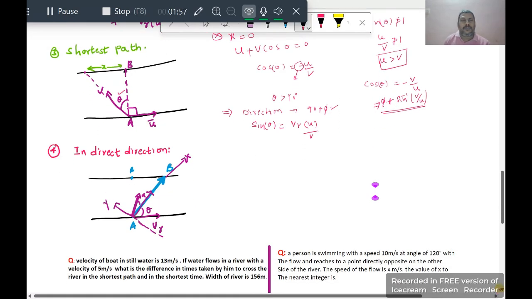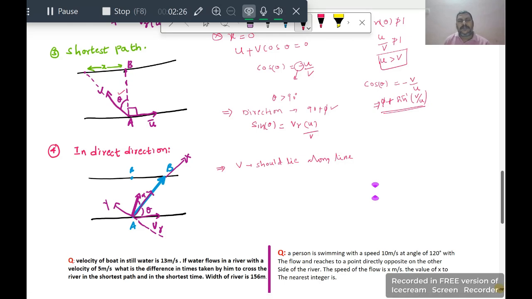Now I want to go directly to point AB. In this case, the condition to achieve this is that the velocity of the swimmer V should lie along the line, the line along which I want to go from A to B. In the perpendicular direction, the relative velocity should be 0. V relative is equal to 0.